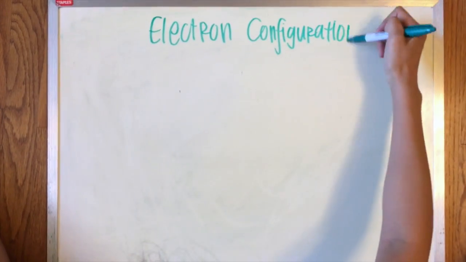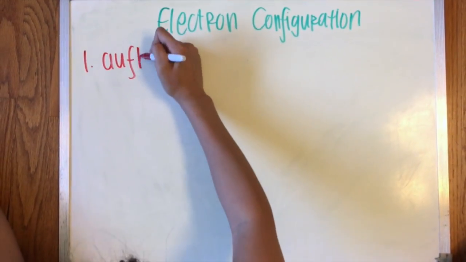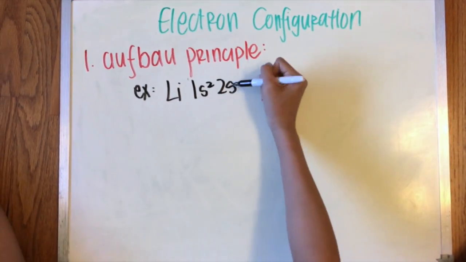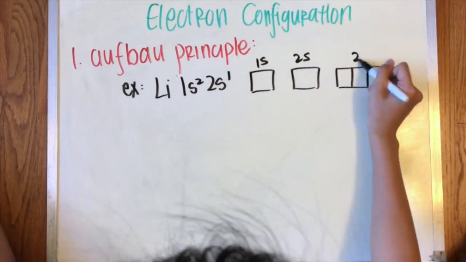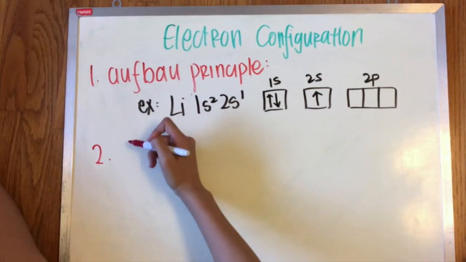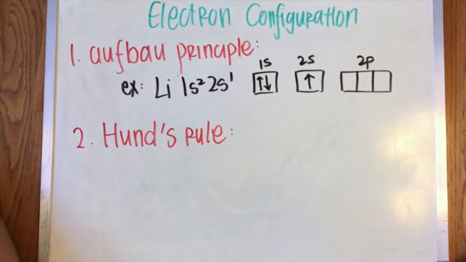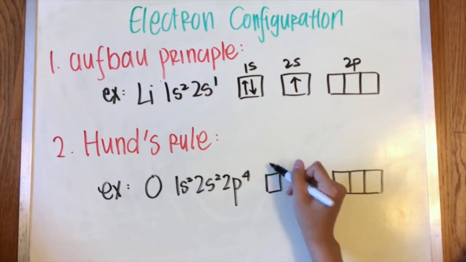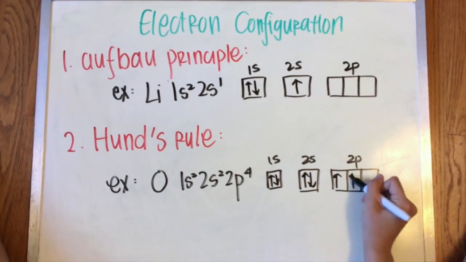All elements have their own electron configuration. There are two rules when writing them. The Aufbau principle states that lower energy orbitals must be filled before higher energy orbitals are. Hund's rule states that each orbital in an energy level must have one electron before it can be completed with a second electron.